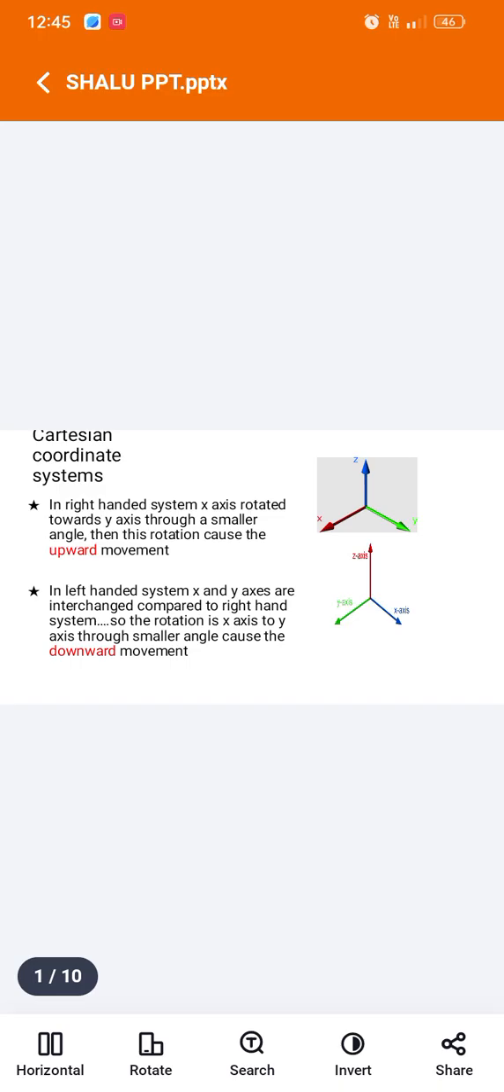In right-handed system, x-axis is rotated towards y-axis through the smaller angle. Then this rotation causes the upward movement. Next, in left-handed system, x-axis and y-axis are interchanged compared to right-handed system. So the rotation of x-axis to y-axis through the smaller angle causes the downward movement.